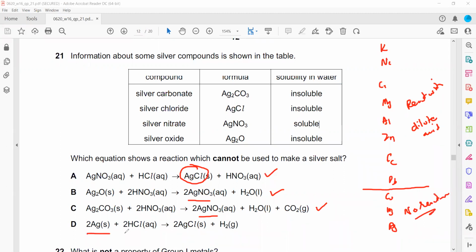So if the metal is mixed with acid, actually there will be no reaction. As well, this technique is not suitable because we are adding a solid, and as a result a solid is produced, so it will be difficult to separate the two solids from each other. That's why D is a technique which cannot be used to prepare a silver salt. So the main reason is, number one, it does not react with acid. Number two, even if you use a concentrated acid to react, we cannot separate the two solids from each other.